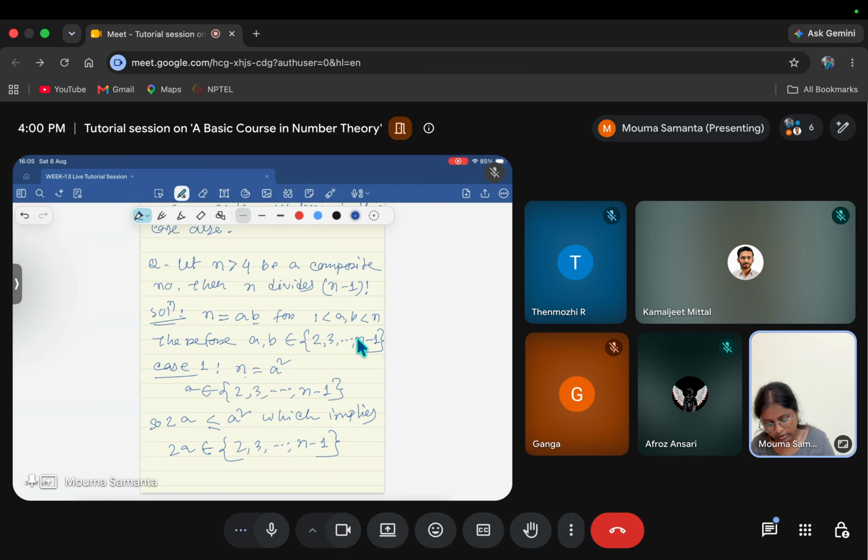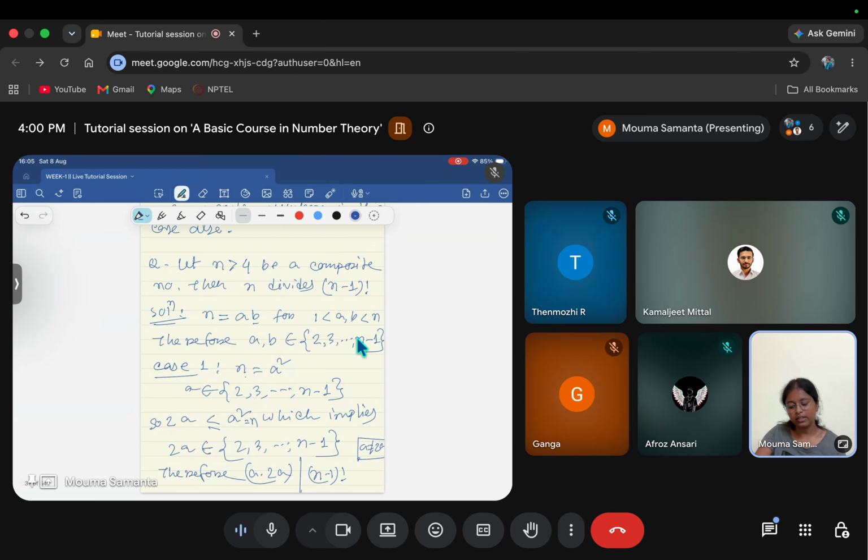Since 2a is less than a square, which equals n, therefore 2a will also belong to this set. And a is not equal to 2a, right? A is not equal to 2a, so they are two distinct numbers, both of them lie in this set. Therefore a times 2a will divide n minus 1 factorial.